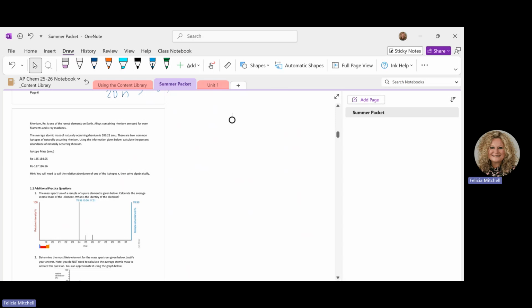Now, this one is a little bit different. It says, hey, I've got rhenium. It's rare. It has alloys associated with it. We'll talk more about those later. It's a mixture of metals. The average atomic mass would be 186.21. I've got two isotopes. Calculate the percent abundance.